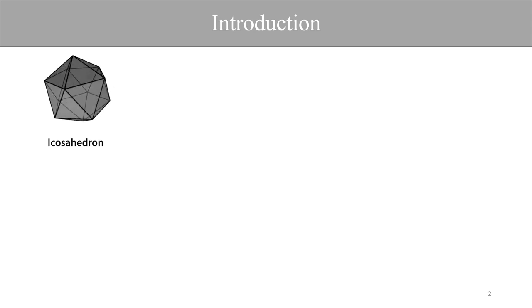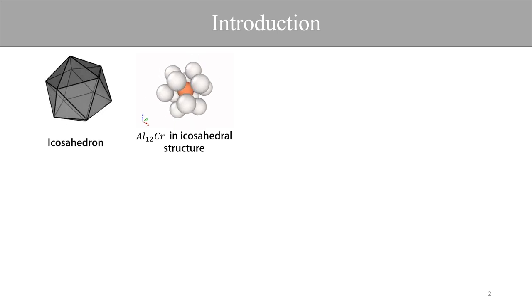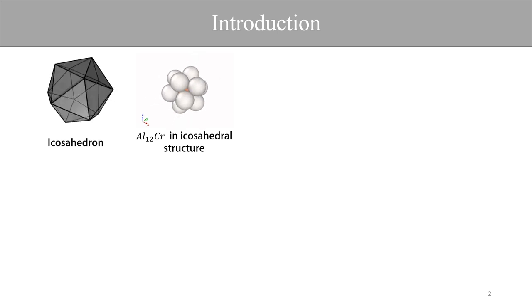So let's begin with a quick introduction of some important keywords. An icosahedron is a polyhedron with 20 regular faces, and it has a 5-fold symmetry, as can be observed in the animation. Then, an icosahedral structure could be represented by a chromium atom in the core surrounded by 12 aluminum atoms on the shell.